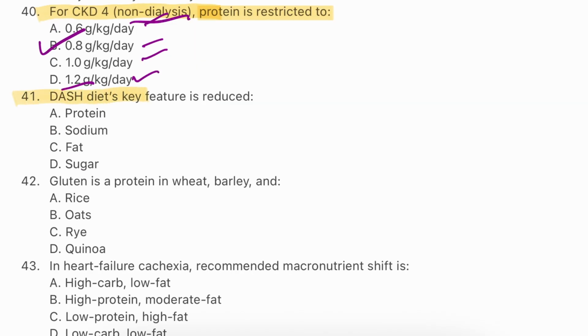Question number 41. DASH diet's key feature is reduced protein, sodium, fats, or sugar. The answer will be sodium. The DASH diet emphasizes reduced sodium to lower BP.